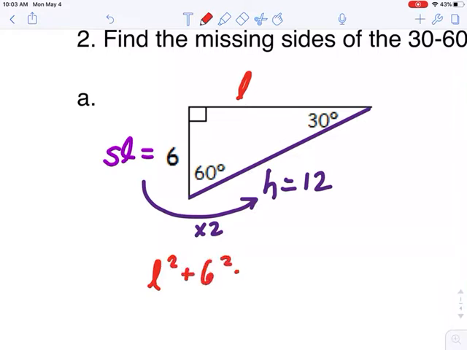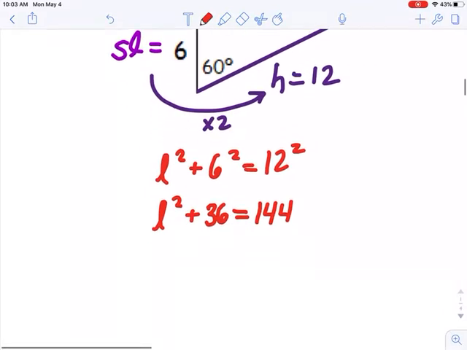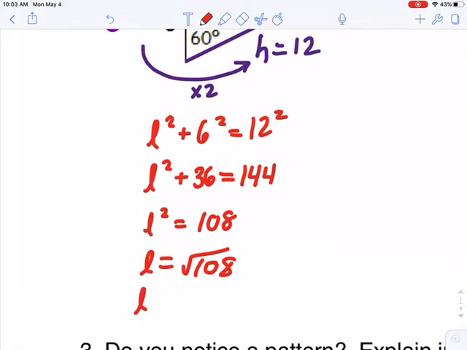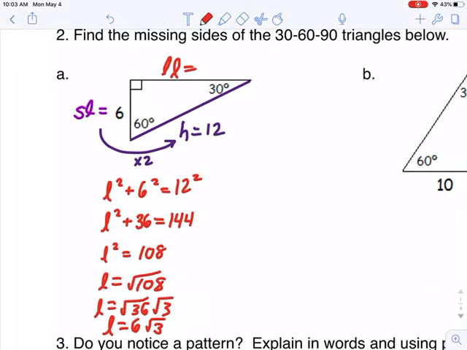L squared plus 6 squared equals 12 squared. L squared plus 36 equals 144. L squared equals 108. L equals the square root of 108. What's the largest square factor of 108? 36. Radical 3. So L equals 6 radical 3. And that was the long leg. 6 radical 3.